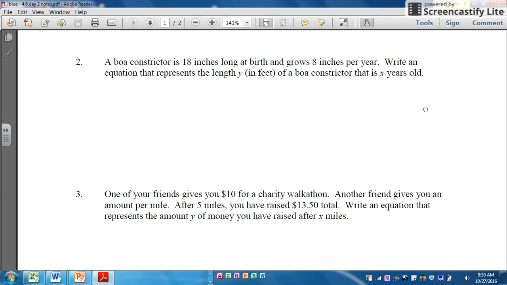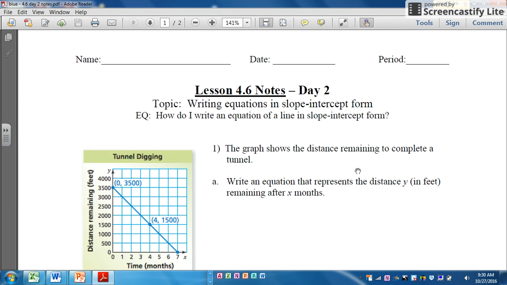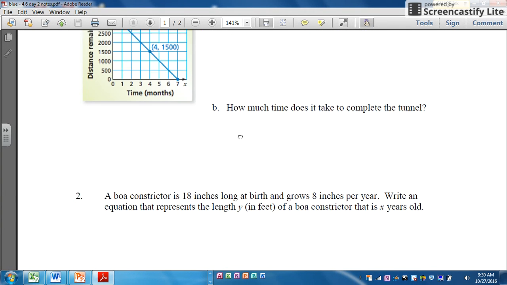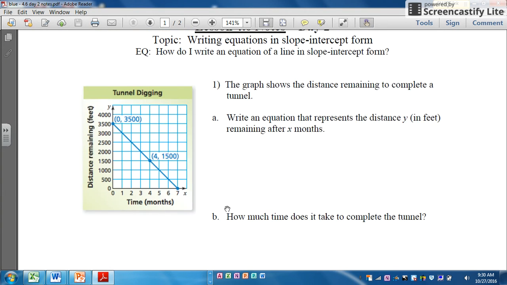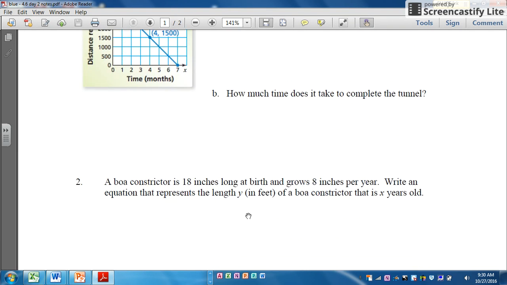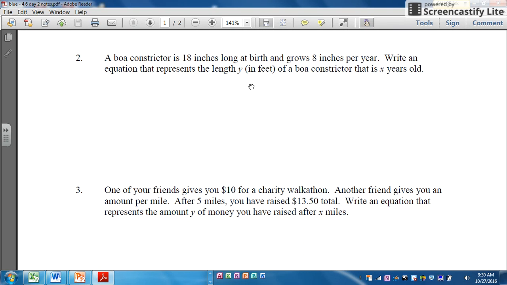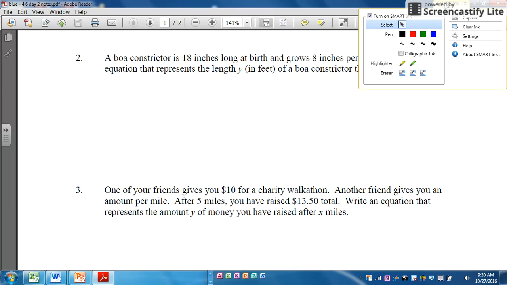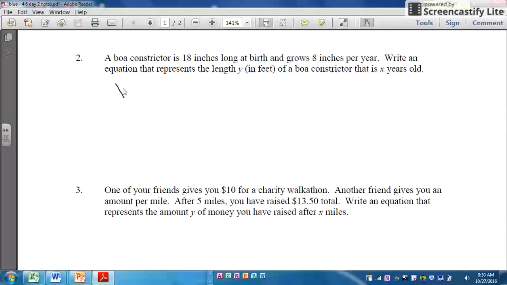Okay, this is lesson 4.6 notes, day 2, problems 2 and 3. What it's asking us to do is to write an equation in slope-intercept form. So we need to find the m and find the b. Question number 2: a boa constrictor is 18 inches long at birth and grows 8 inches per year. Write an equation that represents the length y in feet of a boa constrictor that is x years old. So we need to find the y equals mx plus b for this equation.